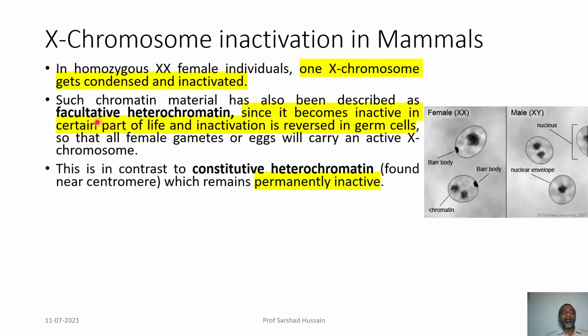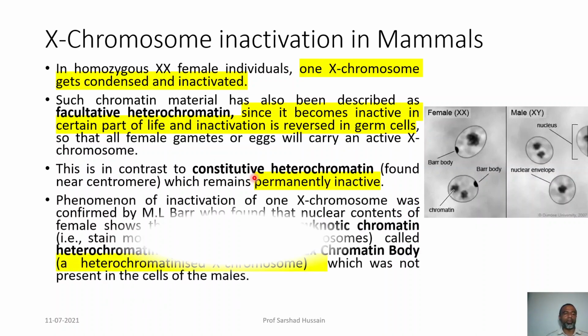So, this is called facultative heterochromatin. Whereas, you have some part of the DNA which constitutes the constitutive heterochromatin. Constitutive heterochromatin means the permanently inactive heterochromatin which never gets reversed. This type of DNA is present near the centromere of the chromosome, which always remains suppressed, always remains in an inactive condition. It is not reversed at all. So, this is the difference between facultative heterochromatin and constitutive heterochromatin.